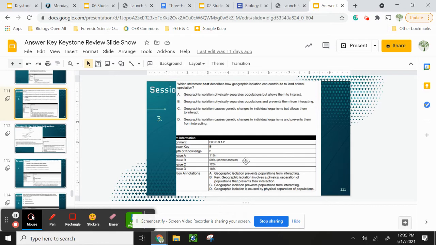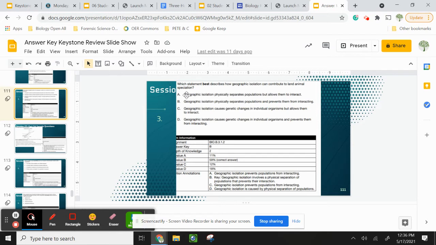If you selected B, that is correct. That makes the most sense. When we have geographic isolation, we're talking about something where the squirrels that were hanging out together and were one species, and then something caused the Grand Canyon, and now there's squirrels on one side of the canyon and another population on the other side. They can't interact with each other anymore.